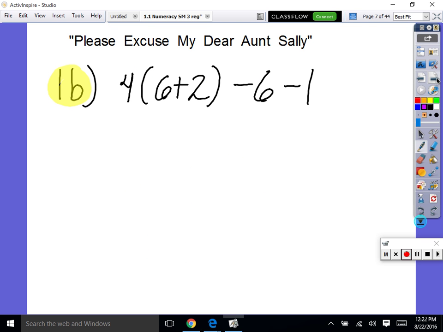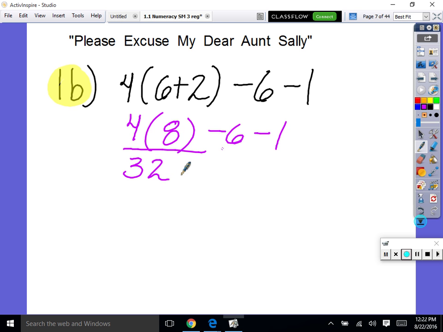1B, make sure you ask questions if you have any. Here we go. First, really we have 4 times 6 plus 2 is 8, right? Then we have minus 6, minus 1. I'm showing my work. Multiplication comes first, right? So we have 32, and then we have minus 6, minus 1. So we can go ahead and do that, and we get 25. Questions? Pretty simple, right? We're starting out really basic, for a reminder, to get our brains in math.